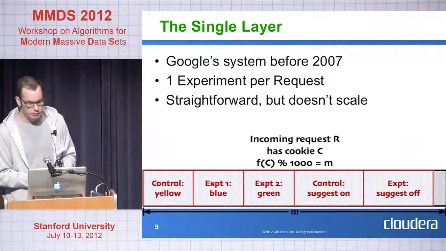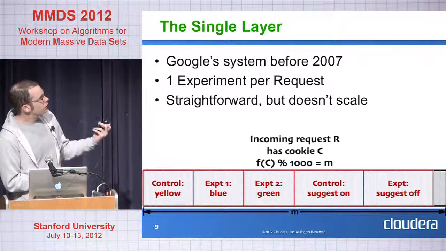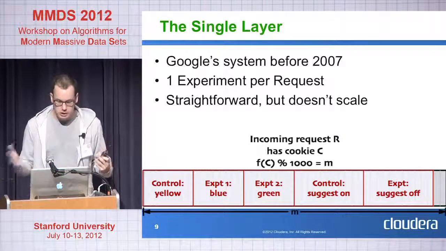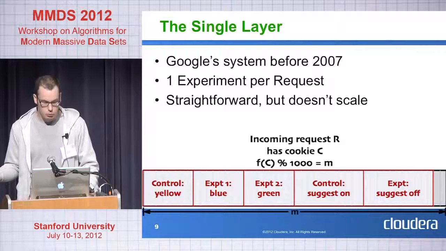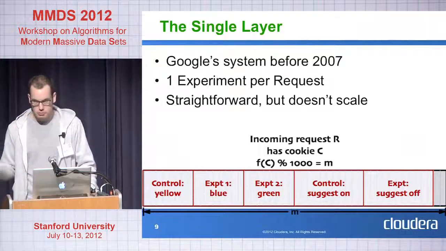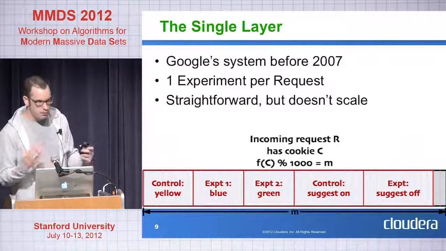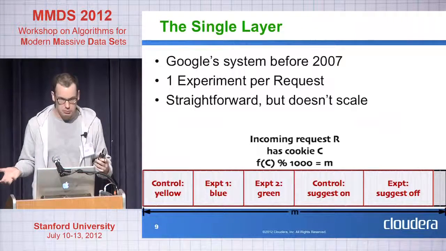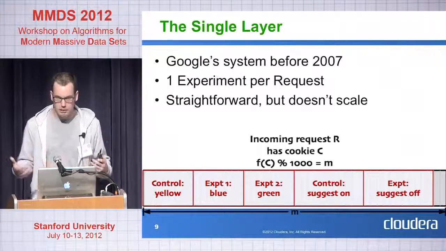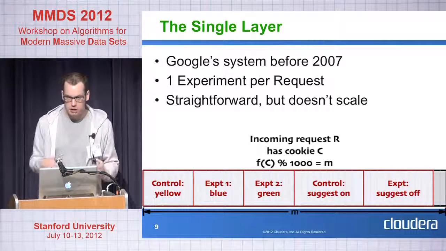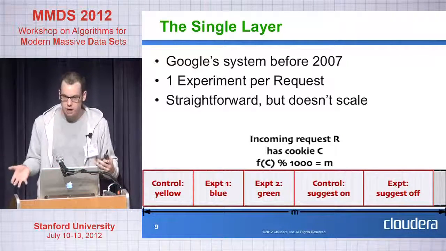The single layer, all right. Google had a system where for every request, it was in at most one experiment, right? Very straightforward system, very easy to analyze, no conflicts, but basically things didn't scale, as you can imagine. Google kind of rapidly ran out of traffic space. They had too many experiments and not enough traffic.